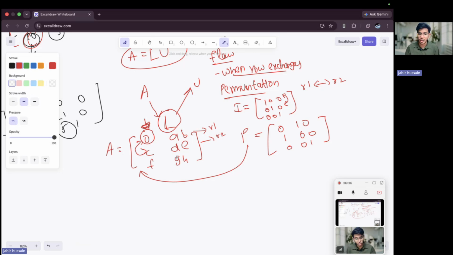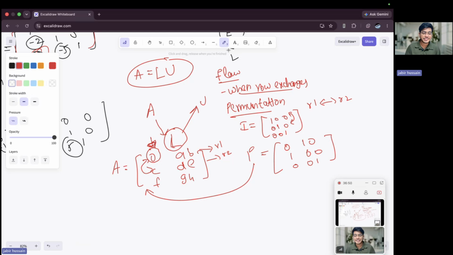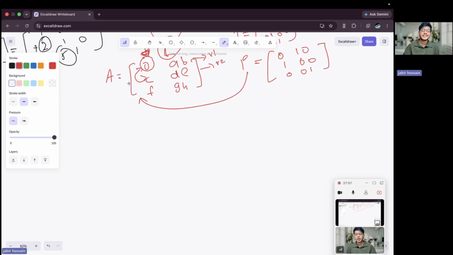Permutation matrices are used to swap rows when you get a zero pivot. What we will do is just multiply with P such that the swapping will happen. Now, as I said, A is equal to LU is the most basic factorization. Basically, you're taking a complex matrix and breaking it into two pieces. That is the main idea here. Now, A is equal to LU will fail if there are zero pivots, if you are performing row exchanges.